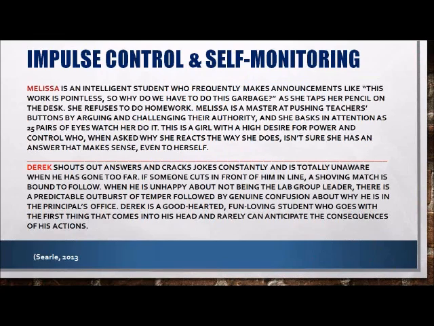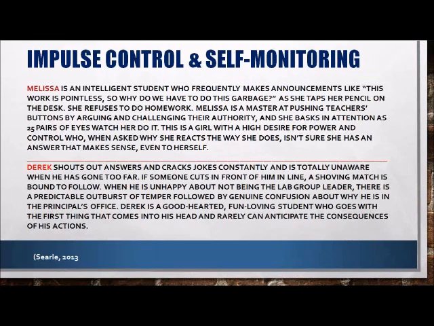Okay, here we have two students. We have Melissa. They're both middle school students, by the way. I forgot to put that in there. Melissa is an intelligent student who frequently makes announcements like, "This work is pointless, so why do we have to do this garbage?" And she says that in front of the class. As she taps her pencil on her desk, she refuses to do homework. Melissa is a master at pushing teachers' buttons by arguing and challenging their authority. And she basks in attention as 25 pairs of eyes watch her do it. This is a girl with a high desire for power and control who, when asked why she reacts the way she does, isn't sure. She has no answer that makes sense even to herself.